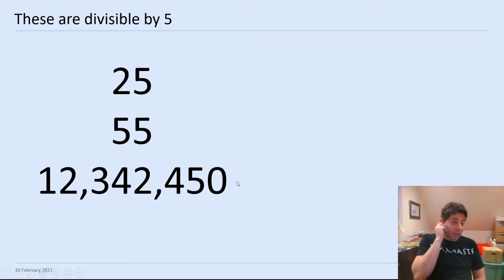If we think about counting in fives, it goes 5, 10, 15, 20, 25, 30, 35, 40, 45, 50. And we can see the 5 and the 0 alternate on the back. So we can see that all the multiples of 5 have got either a 5 or a 0 at the end.